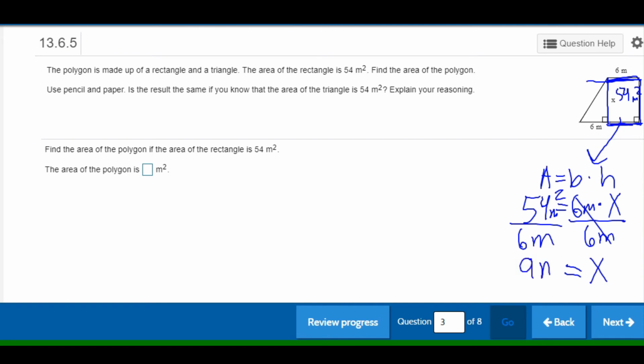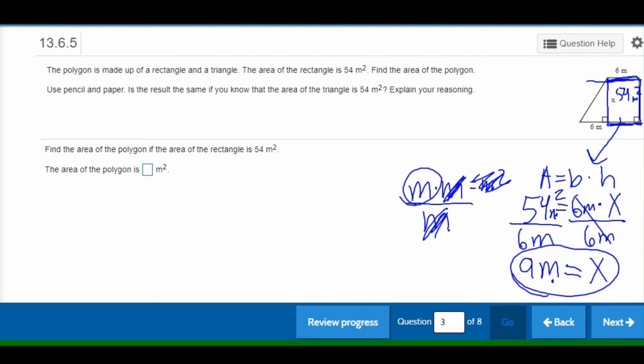9 meters. Now 54 meters squared, so for our units we have meters times meters, that's equivalent to meters squared for the numerator. And then in the denominator we just have meters. So 1 meter is going to cancel out with 1 meter, and we're left with our units of a meter. So that's how we end up with 9 meters. So what does this mean? X is equivalent to 9 meters.